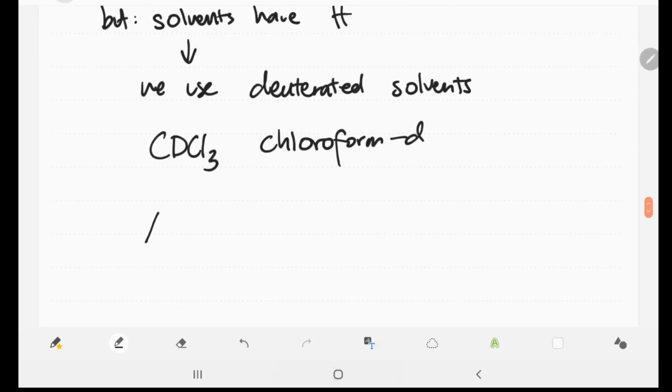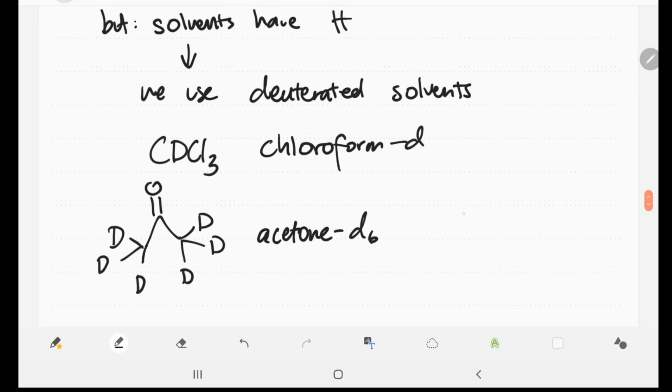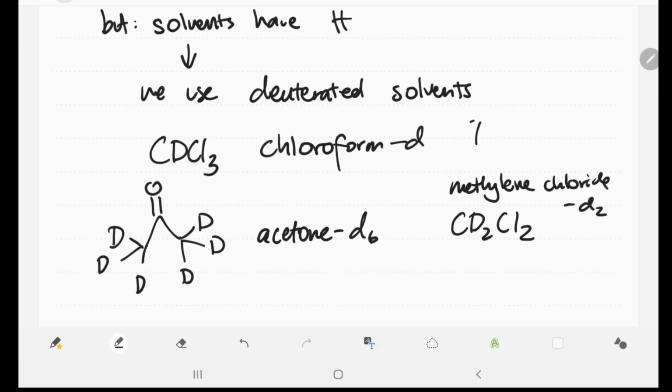You can have acetone D6, a little bit more expensive. CD2Cl2, methylene chloride. These would be fairly common solvents. D2O, deuterium oxide, or heavy water would be another example.